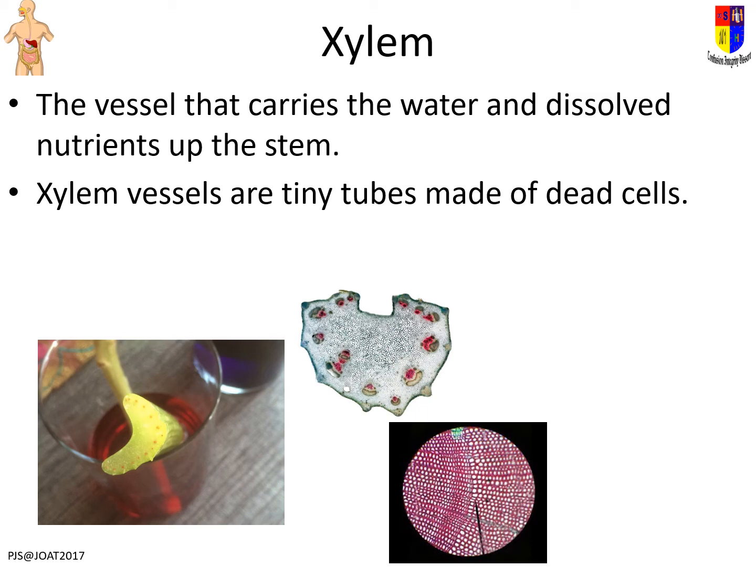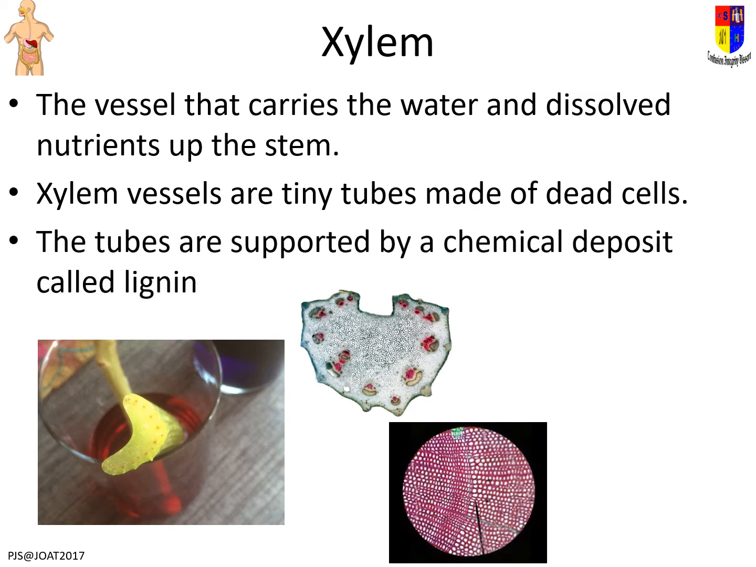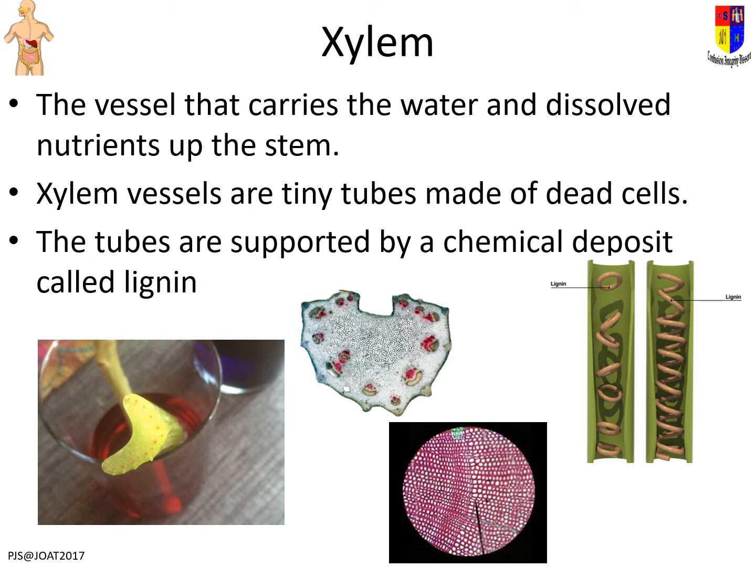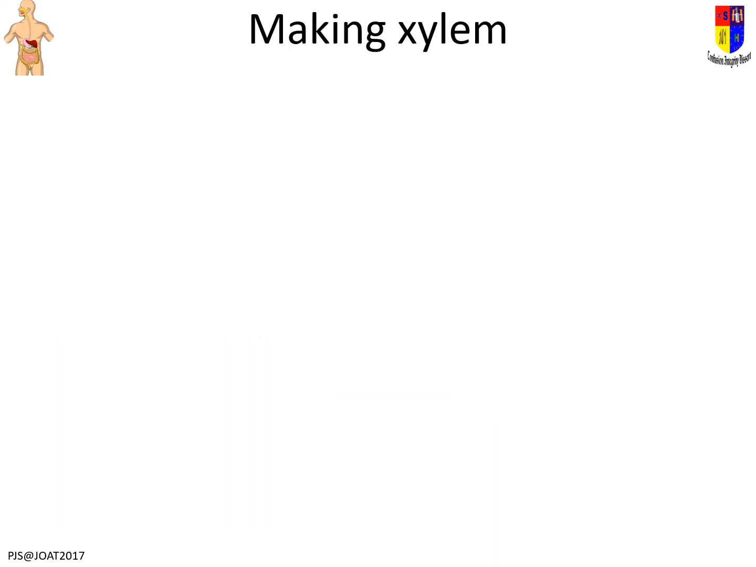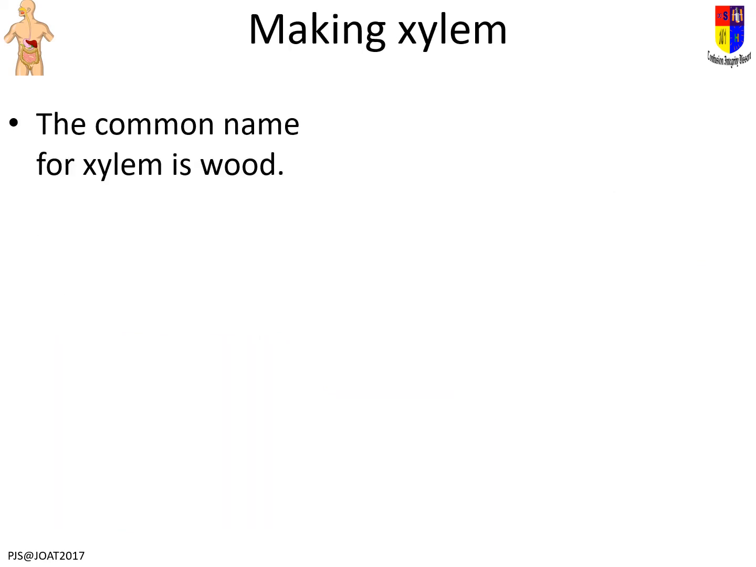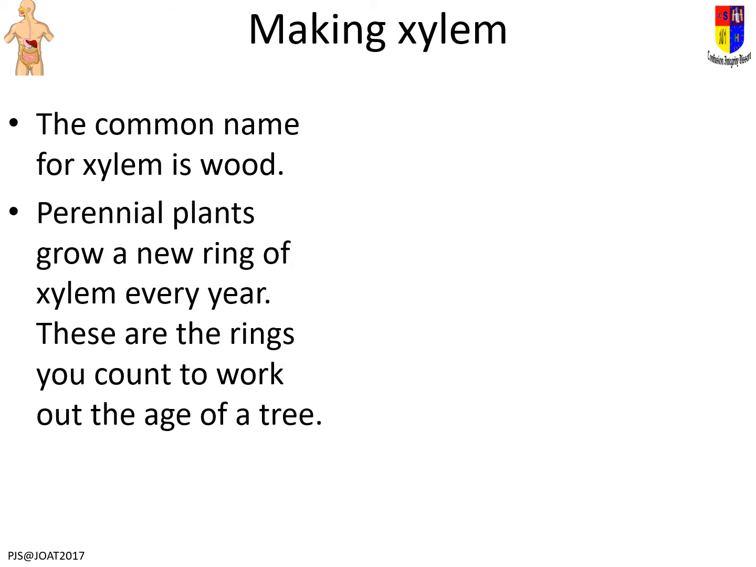You can see them quite clearly if they get stained up. And this is it really under a microscope. To make sure that they don't fall over, because it's just a dead tube, they're thickened by a particular chemical called lignin. The common word for xylem is wood, so that's pretty strong. There are plants that have to make xylem every year. These are perennial plants, and you know what it looks like because I'm sure you know that if you count the rings inside a tree to work out how old that tree is, each of those rings is a ring of xylem that's been made every year.